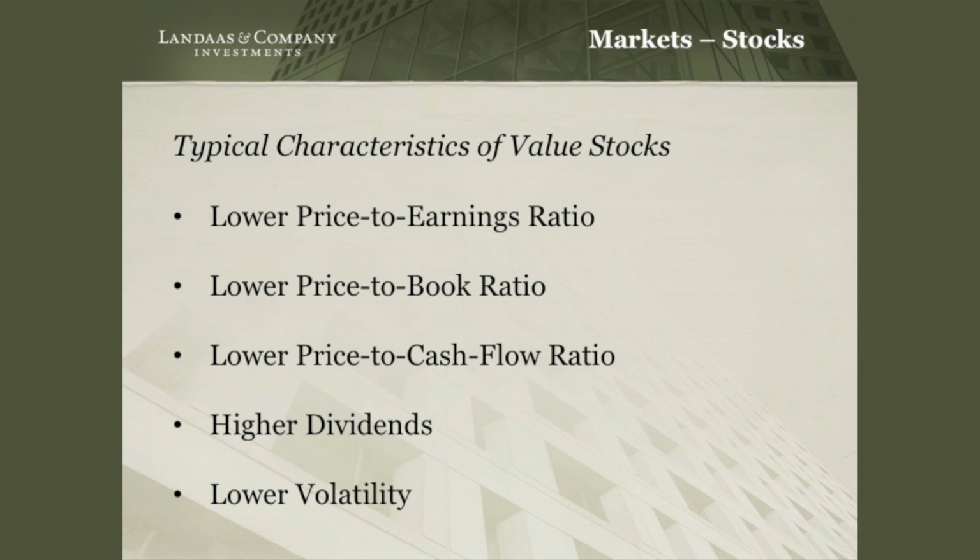The first one, lower price earnings ratio than the overall market. That's a pretty classic definition and one that we use a lot here at Landaas. Lower price to book ratio, lower price to cash flow. Typically, value stocks pay higher dividends than the overall stock market, and they do so with less volatility, what we refer to as beta, that is narrower price swings up and down than the overall stock market.